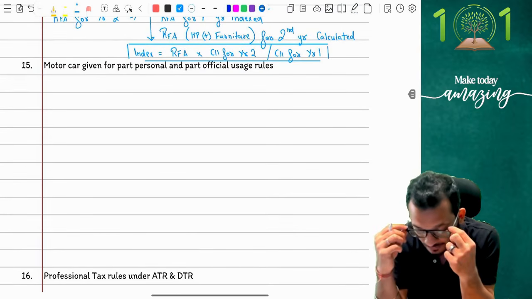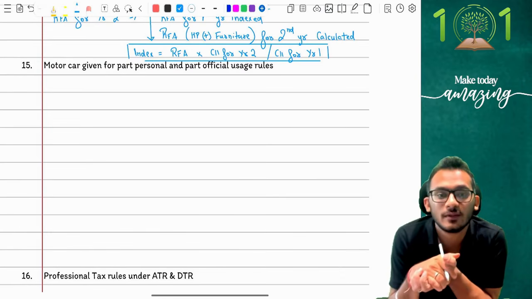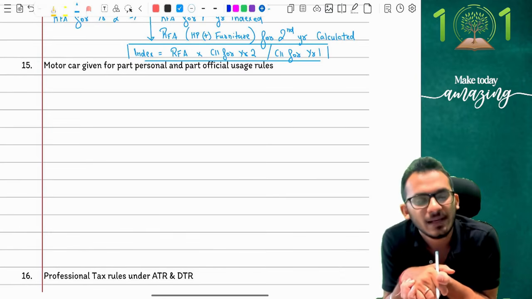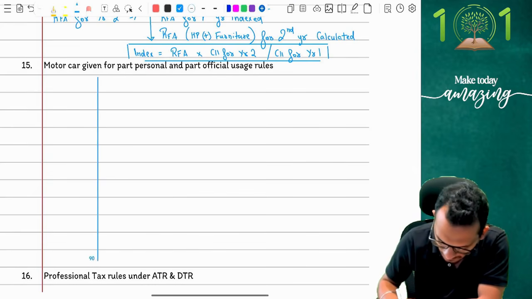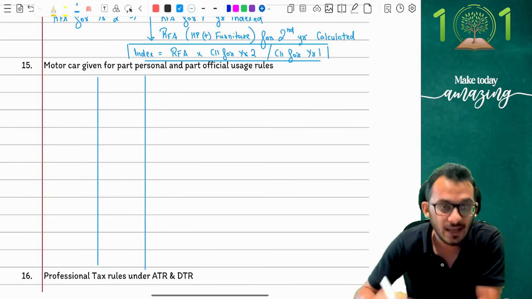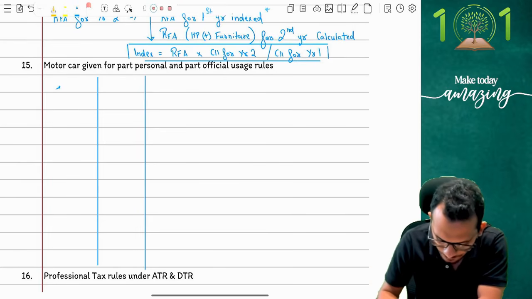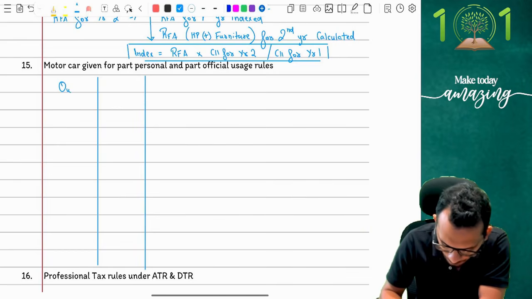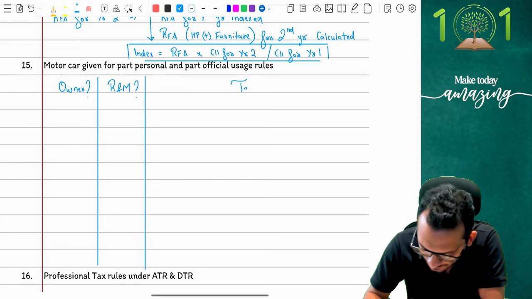It says, what is the perquisite rule if a motor car is given for part personal and part official reasons? Now, I'm going to simply draw a table, people. I think you know this table from my material, but if you have not done it earlier, I'm going to show it to you. The table is like this. I'm going to ask a very simple question. Tell me, whose car is it? And the next question I'm going to ask is, who is going to incur the running and maintenance? Based on that I'll give you the taxability.